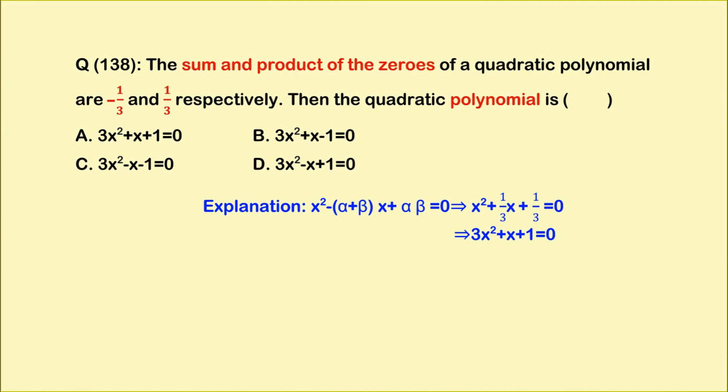If we substitute the values in the given expression, we will get x square plus 1 by 3 x plus 1 by 3 is equal to 0. So it is equal to 3x square plus x plus 1 is equal to 0. So A is the right answer.